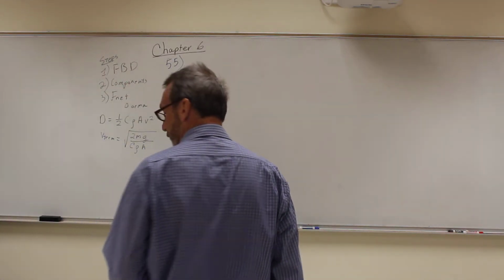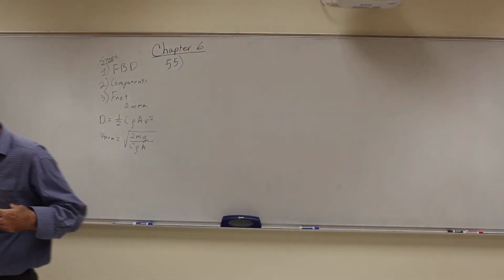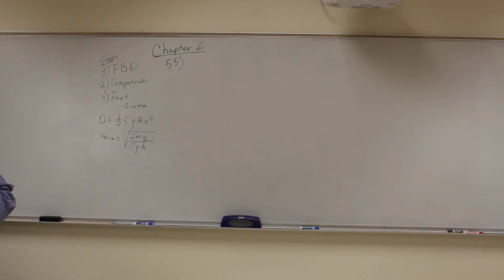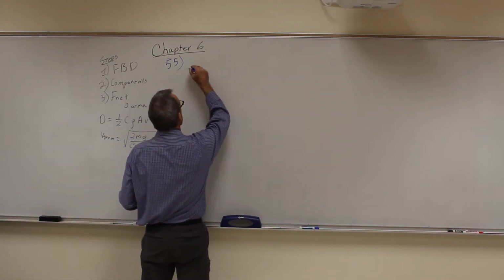Okay, we're going to do number 55 in chapter 6. And this is what it says. You're driving along at 25 meters per second with your aunt's valuable antiques in the back of your pickup truck. Alright, so you're driving along.